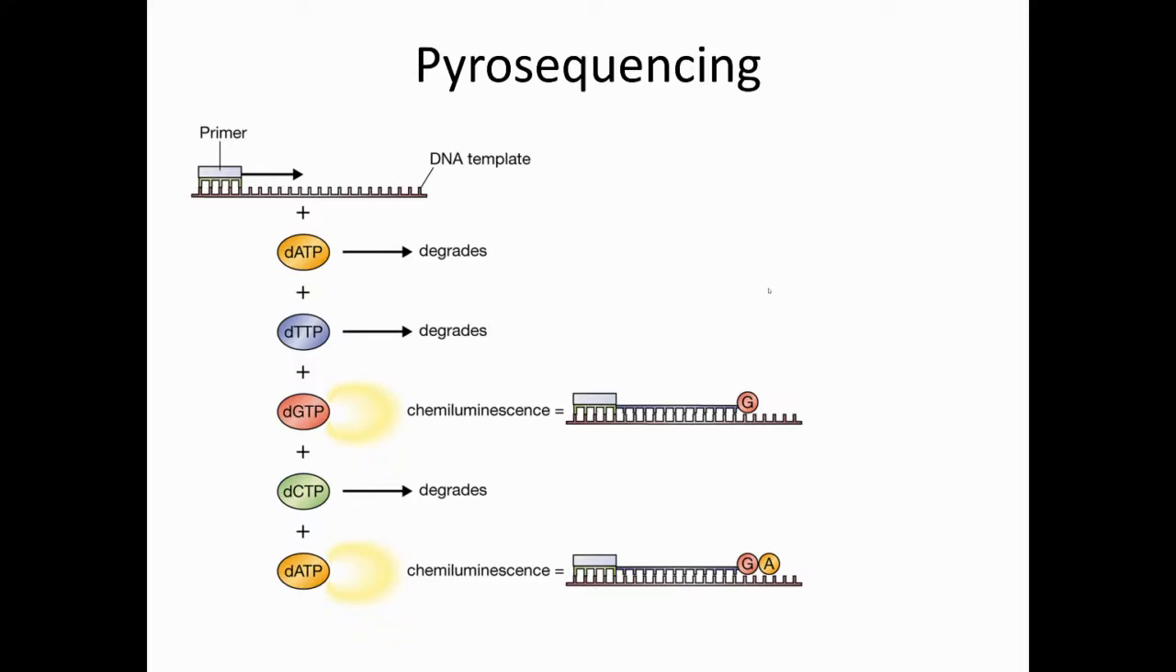So in the very early pyrosequencing, you have to perform this one at a time. So they added the dATP first with the orange color, and then it didn't work, since it did not add to the template, so it can be degraded. T didn't work, degraded, and G was incorporated, and then released the pyrophosphate, and the pyrophosphate will give you the signal. Then you know G is added, and then you continue the cycle.